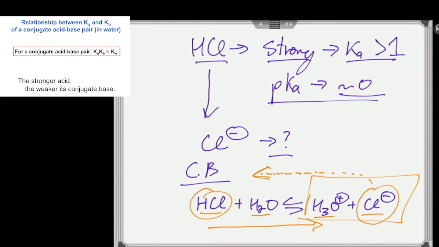So visually from the equilibrium, we're saying the same thing. If HCl is a strong acid, Cl minus must be a weak base because the equilibrium favors H3O plus and Cl minus. If you gave Cl the choice, it will want to sit as Cl minus and H3O plus, not reform. What will the Kb be?